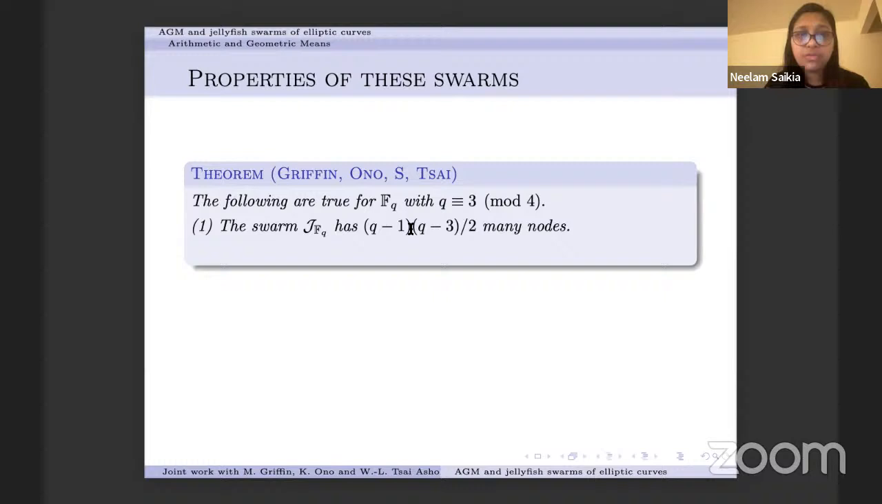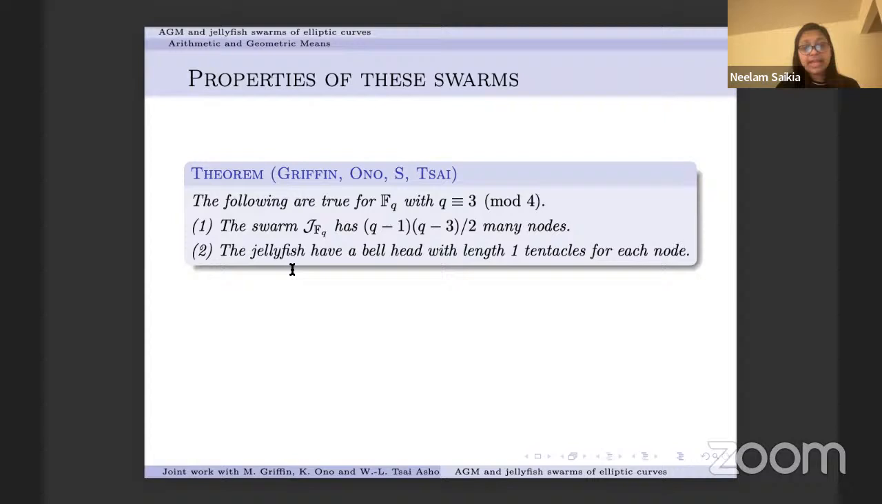And similarly, we can choose A as a non-square. So therefore we have (q−1)/2, and this leads us to choose B as a non-square. So ultimately, when you add them, we get (q−1)(q−3)/2. So these many nodes we have in a jellyfish swarm.